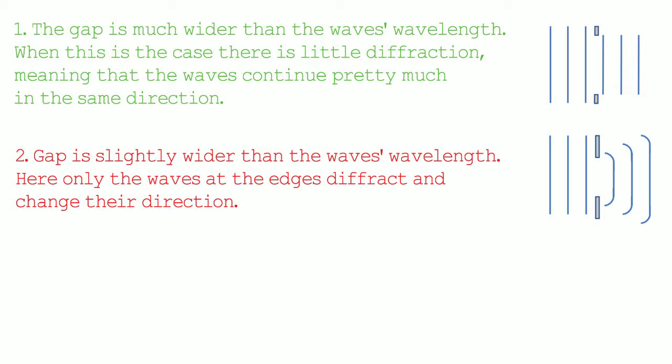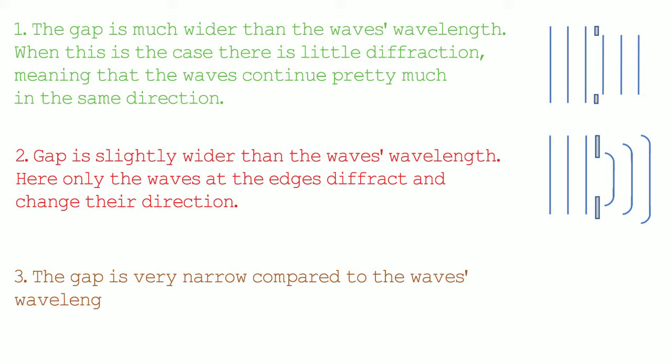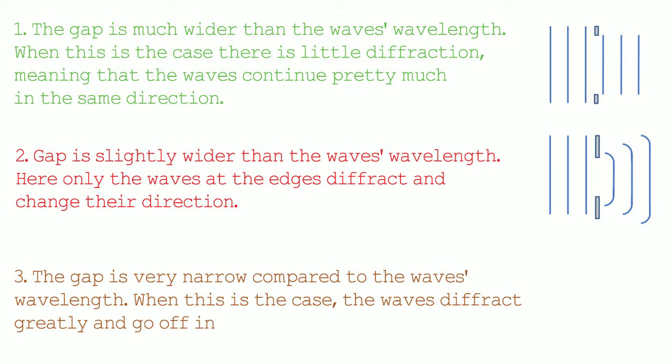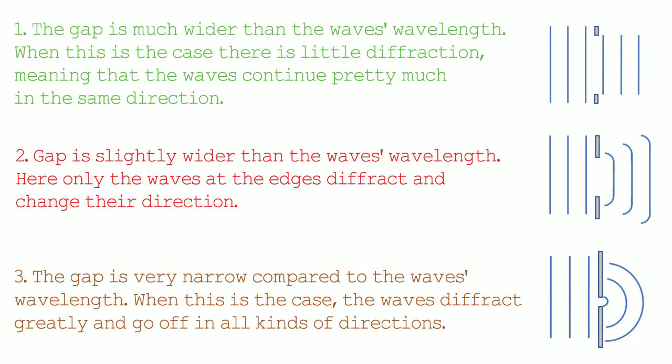The third scenario is when the gap is very narrow compared to the wave's wavelength. When this is the case, the waves diffract greatly and go off in all kinds of directions. We can see that from the diagram, so the gap here is much smaller than the other two cases, and this causes the waves to diffract greatly, and this is why the waves are semicircled here.